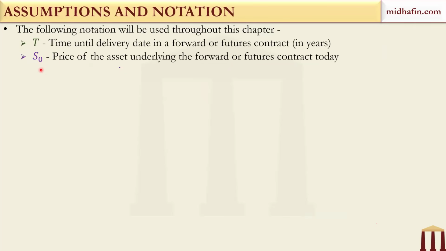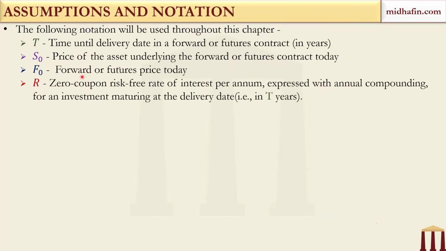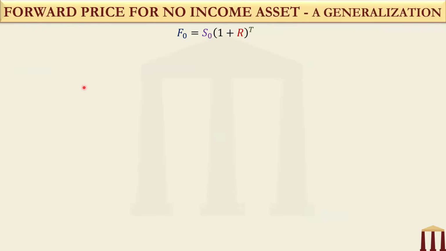Okay, now these are the notations we'll use. T is the time to maturity. S naught is the price of the underlying asset today. F naught is the futures price today, and whatever we calculate for F naught will be the delivery price later on. R will be the zero coupon risk-free rate. And this is the forward price for a no income asset: F naught is equal to S naught times (1 plus R) raised to the power T.